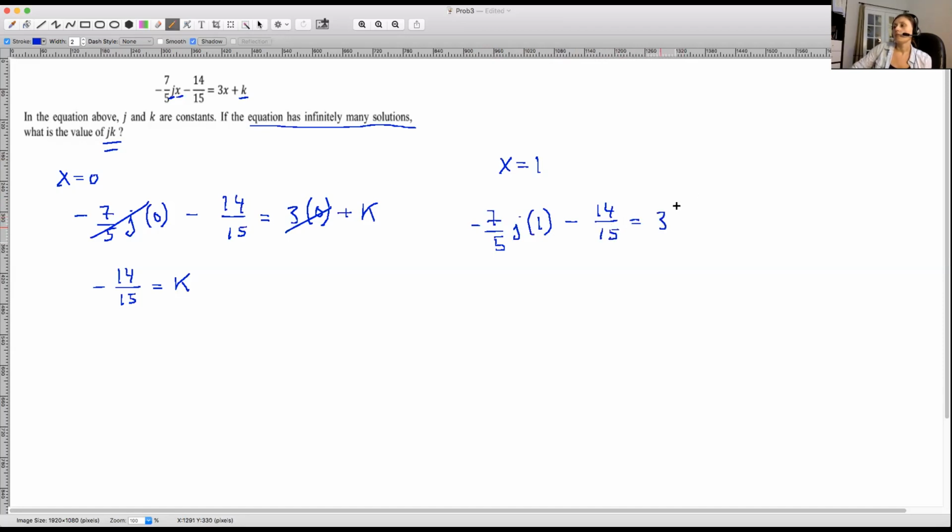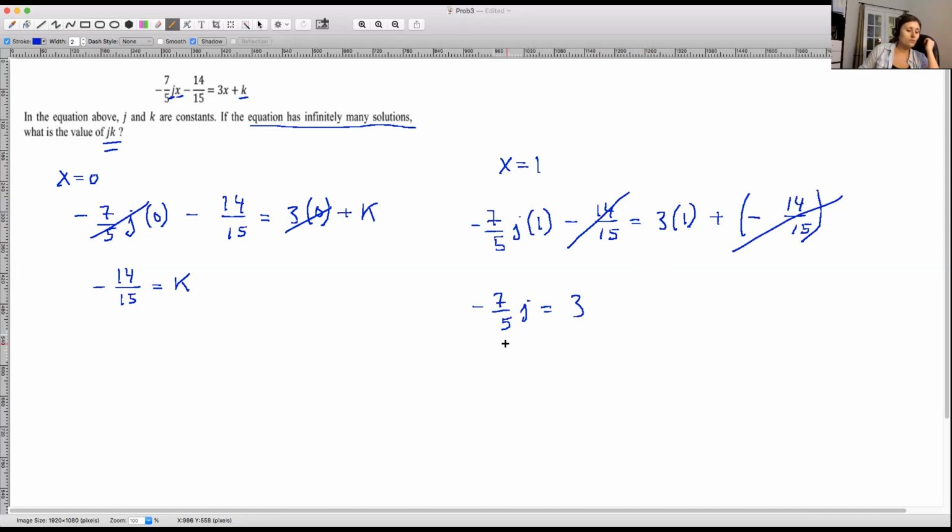equals 3 times 1. So this term will stay as well, plus k. And I know what k is now, so I'm just going to add that in. It's minus 14/15, right? So here I see something good, that we can just eliminate negative 14/15. They're on both sides. So we can eliminate those two terms. They're identical. So now we're left with simple stuff, minus 7/5 j equals 3. Boom. So very simple.